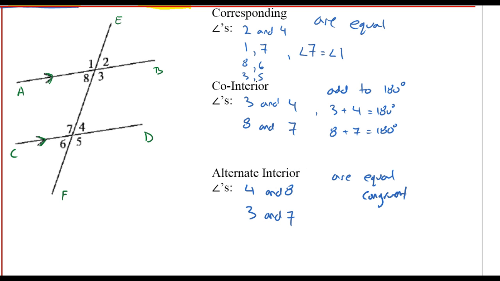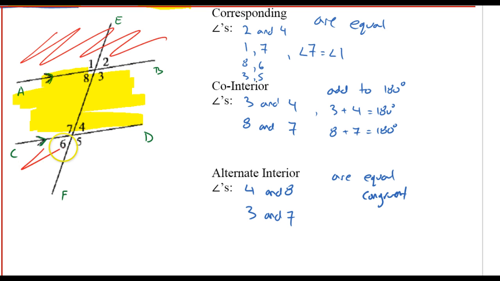Just to recap, this area in here would be called the interior. Up here would be called the exterior. So interior angles are on the inside of the parallel lines, and above and below the parallel lines are the exterior angles. We'll get into some of those properties later in the unit.